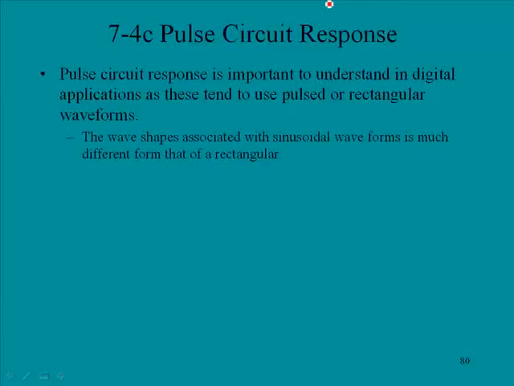And so what we looked at in previous sections was a sinusoidal waveform, which looks kind of like this. Now we're going to be looking at a waveform that would look more like this, a rectangular or square wave. Sometimes we call them pulsed.